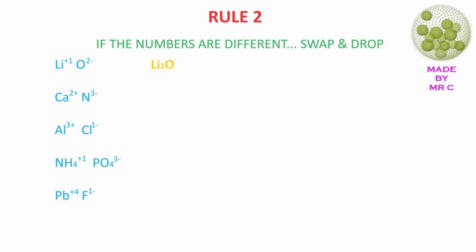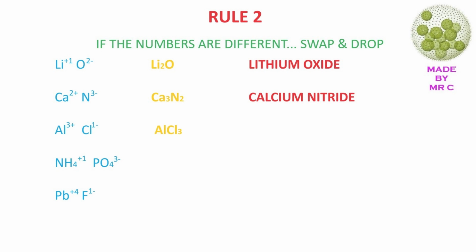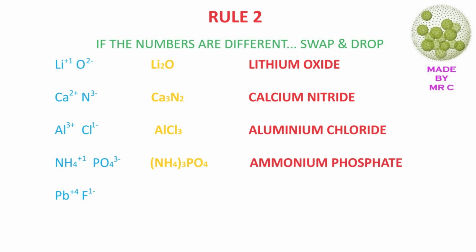Okay, so lithium +1 and oxygen is 2-, so it becomes Li2O, and it's called lithium oxide. Next, we've got calcium that is +2 and nitride that is 3-, so it becomes Ca3N2, and that's called calcium nitride. Then we have aluminium that is 3+ and chloride that is -1. It becomes AlCl3, and this is called aluminium chloride. Then we have NH4 +1 and PO4 3-, and that becomes (NH4)3PO4, and this is called ammonium phosphate.